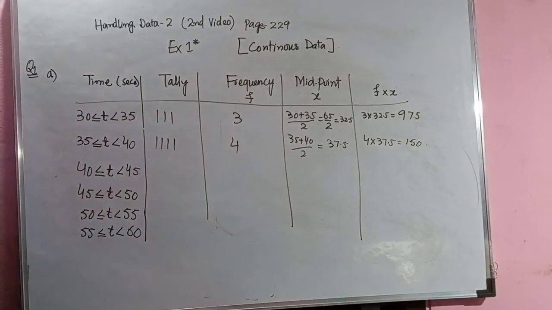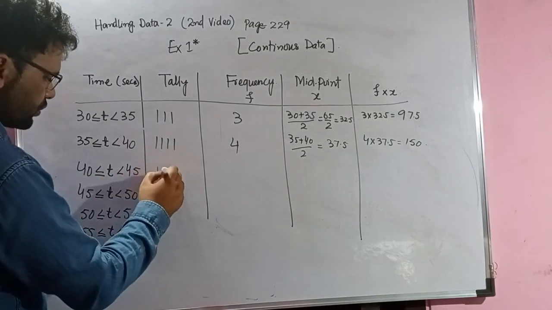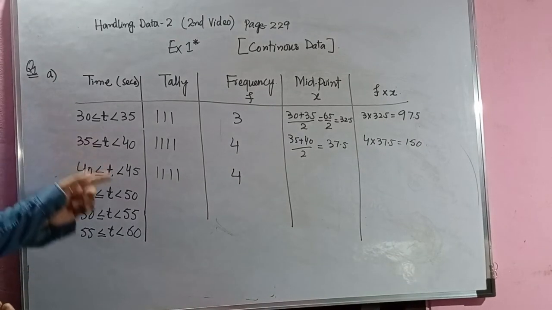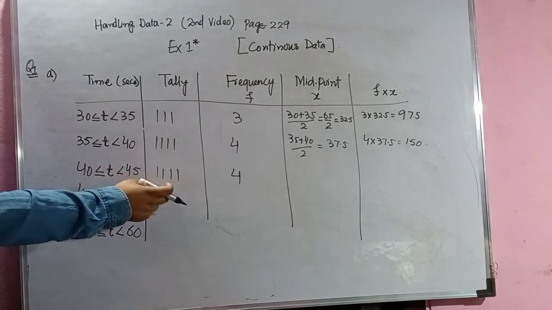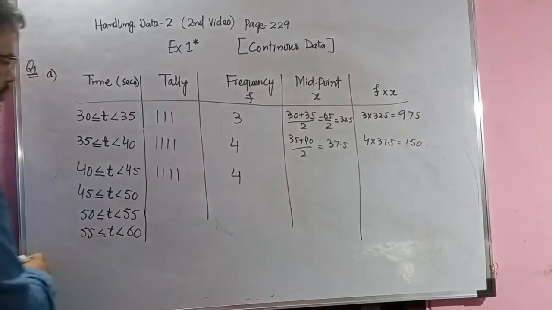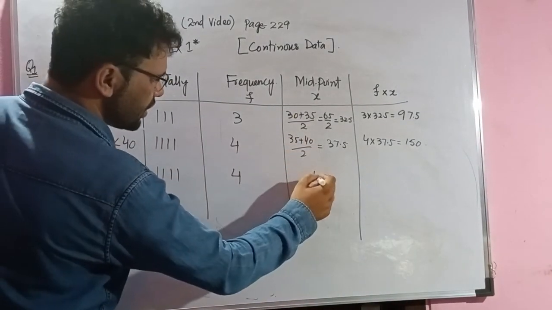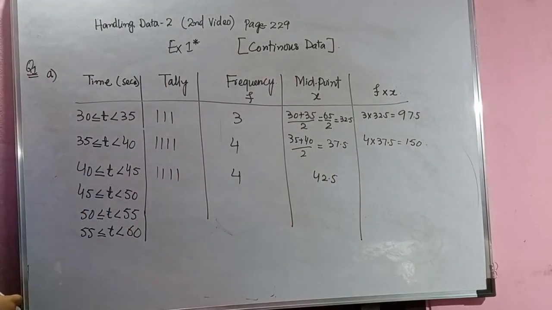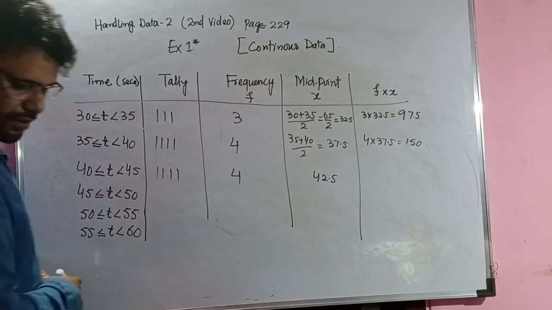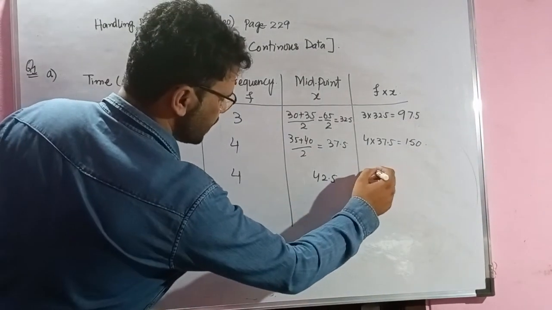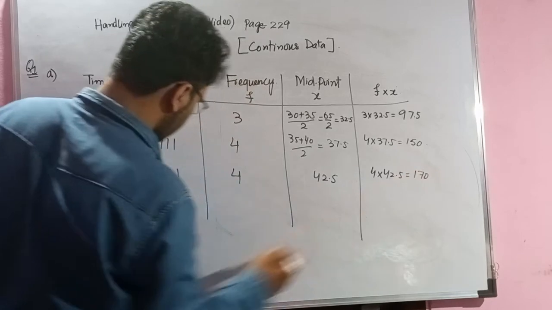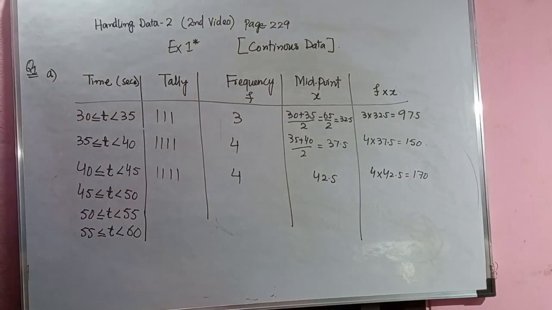In the next class you will count how many values lie in that class. You can see once again 4, 1 2 3 4. So here I will write 4 as the frequency, and here I am writing the tally marks. Here I will find the midpoint, which will be 42.5. And then the product of 4 into 42.5 is 170. And in the next class, there are 5.